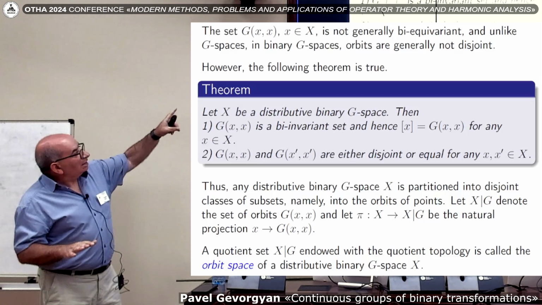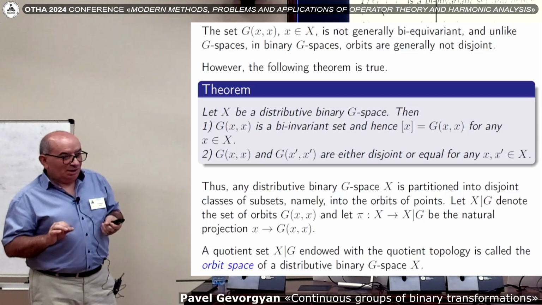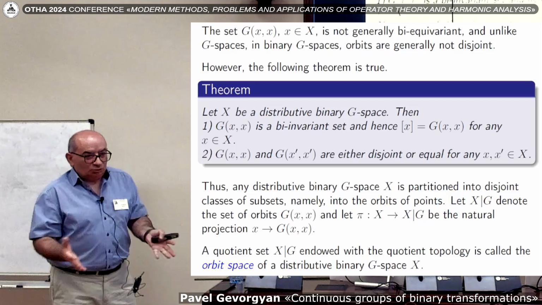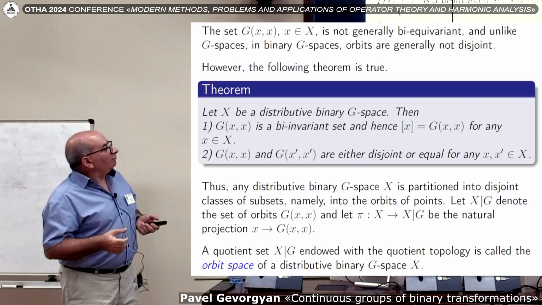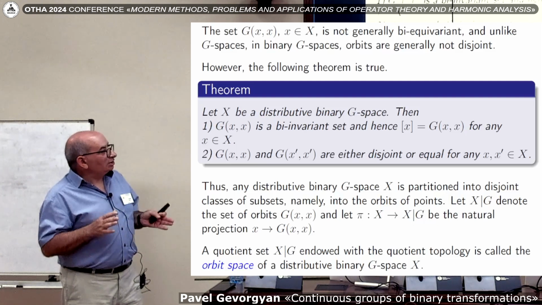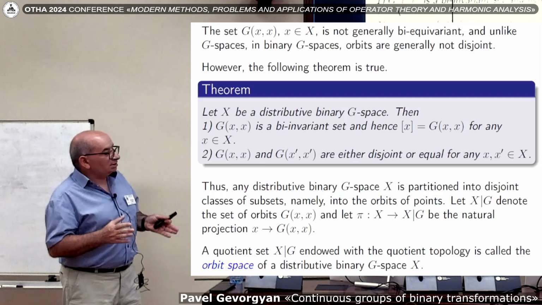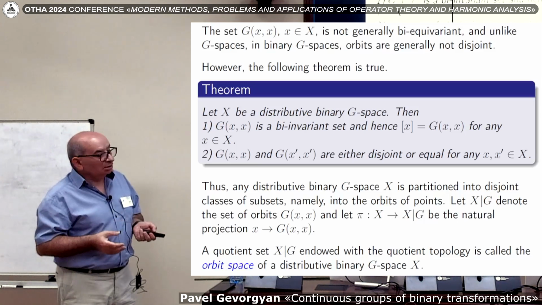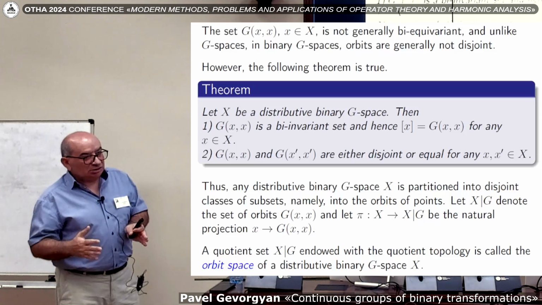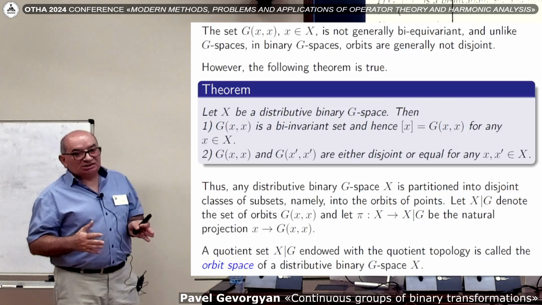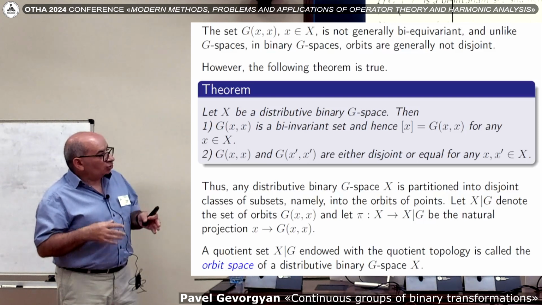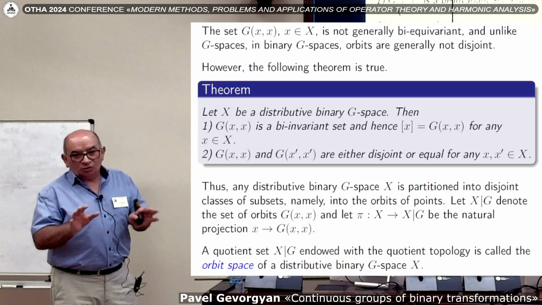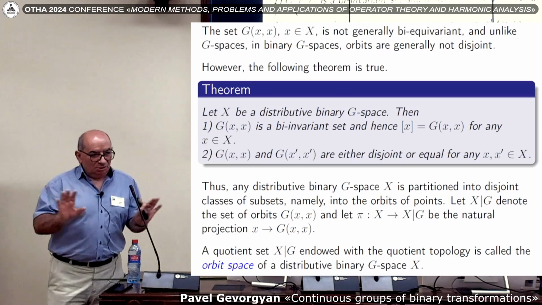We can say here that in distributive binary G spaces, every orbit is one-generated, because G of XX coincides with the orbit and is bi-invariant. Thus, any distributive binary G space X is partitioned into disjoint classes of subsets, the orbits of points. Let Xg denote the set of orbits, and let pi from X to Xg be the orbit projection. A quotient set Xg endowed with the quotient topology is called the orbit space of a distributive binary G space X. So for distributive binary G spaces, all is okay.